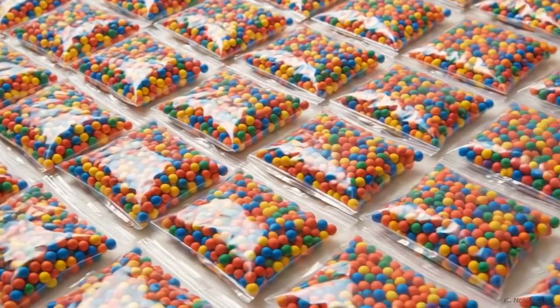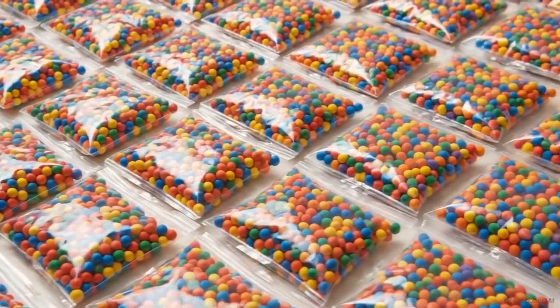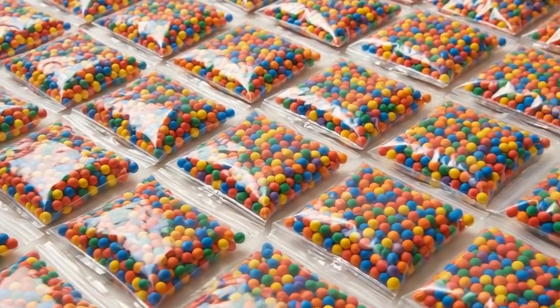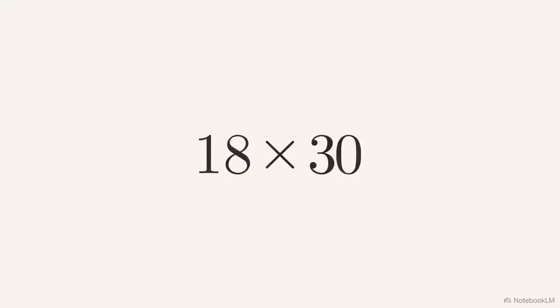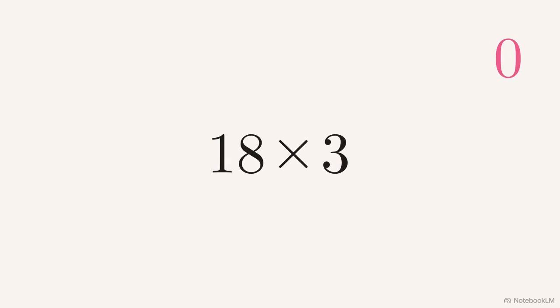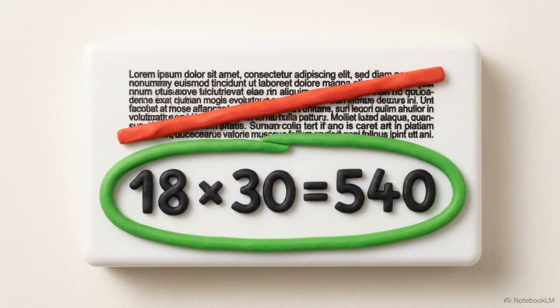Let's test everything you've learned. Imagine you have 18 packets of marbles, and there are exactly 30 marbles in each packet. Using the 0 hack, mentally calculate the total. 18 times 3 is 54. Snap the 0 on the end, and you have exactly 540 marbles.